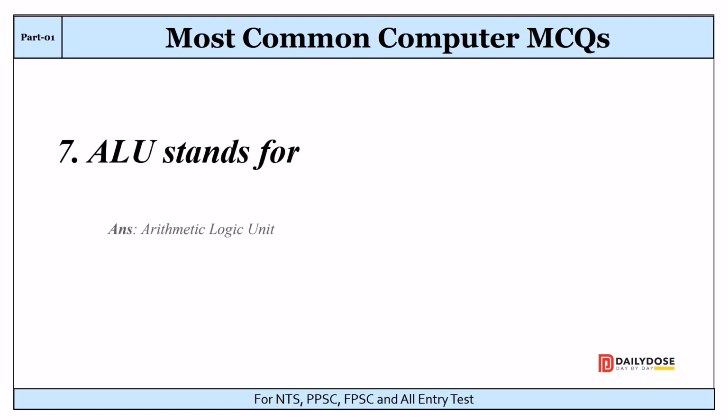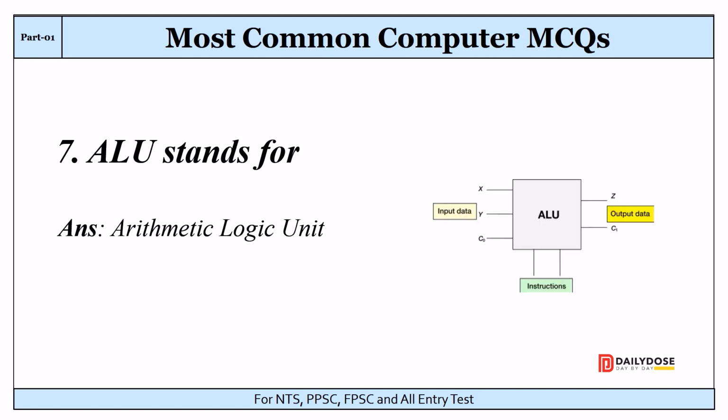ALU stands for Arithmetic Logic Unit. This is a block diagram for the arithmetic logic unit of a computer. The arithmetic logic unit receives input data and instructions and produces the corresponding output.